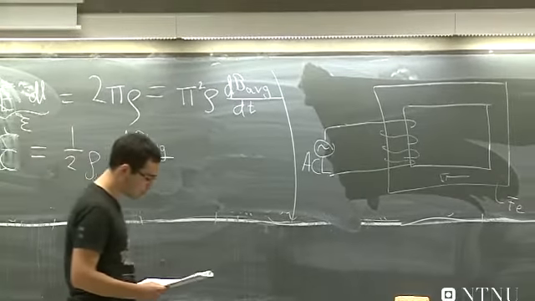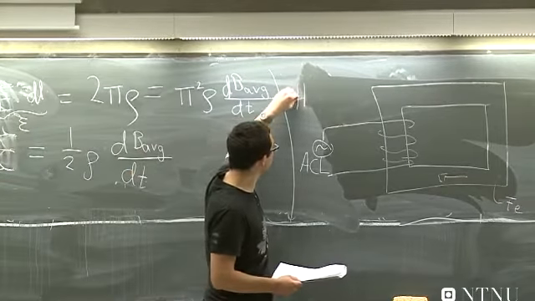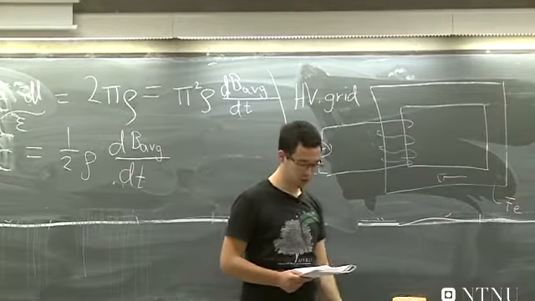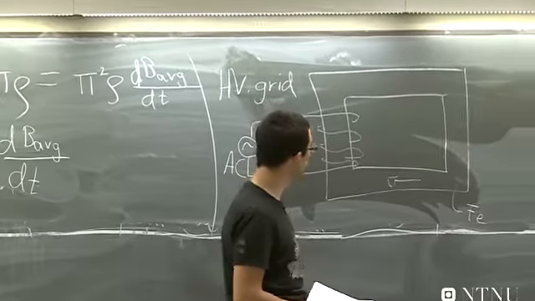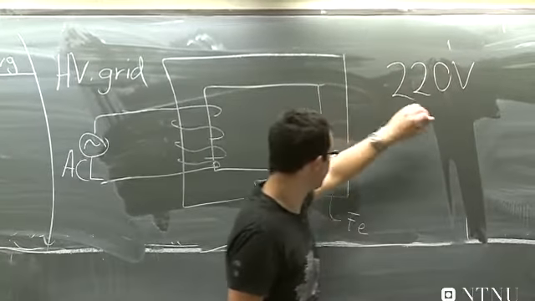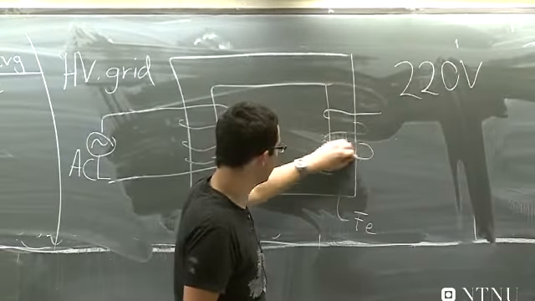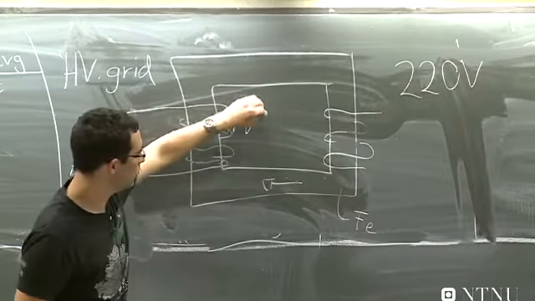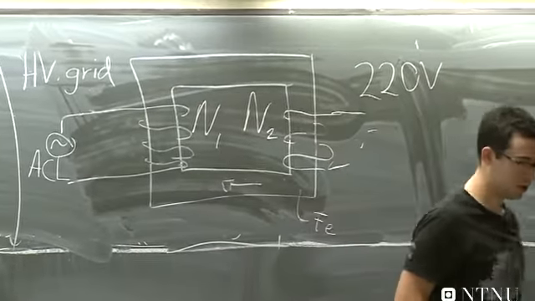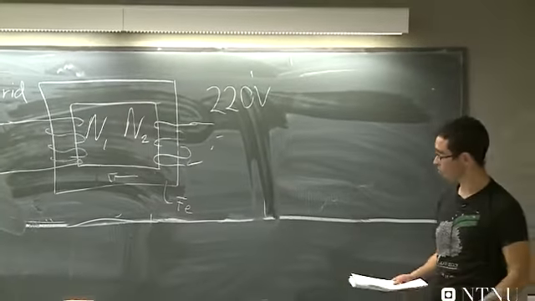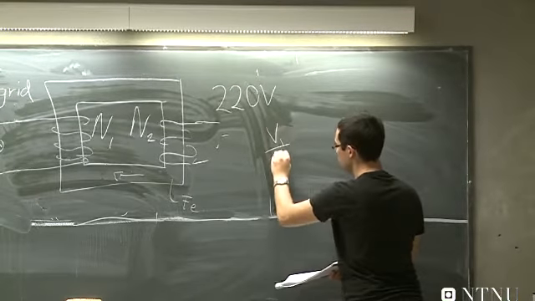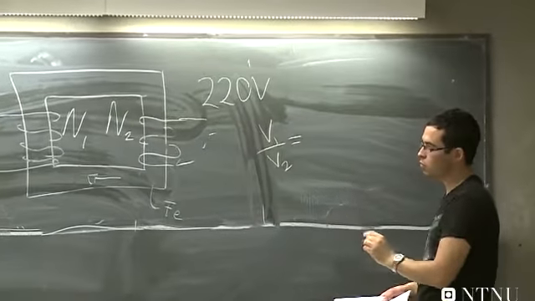And let's say that this is the high voltage grid, which is the large power lines you see around all over the country. And then on this side I'm going to put 220 volts. So there's N1 loops here, and N2 over here. And over here I put some light bulbs or whatever I have in my home. And now the relation between the voltages is the same as between the loops.